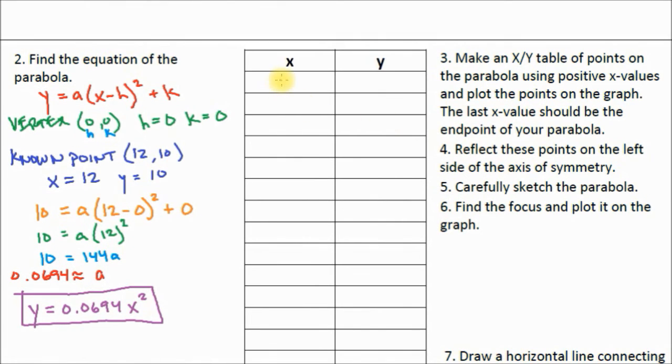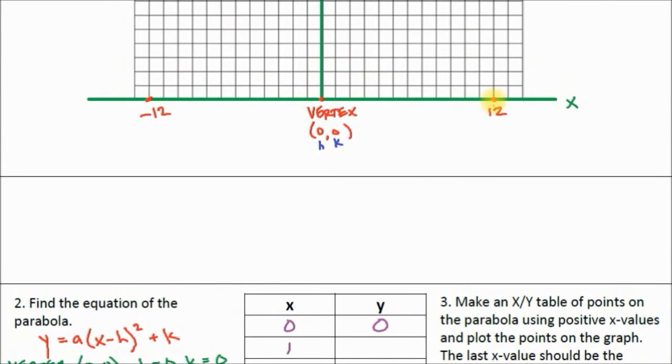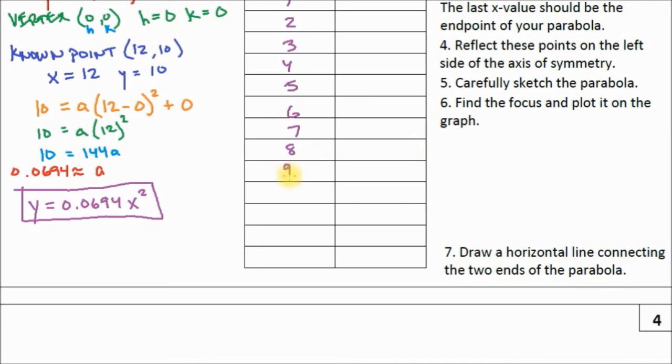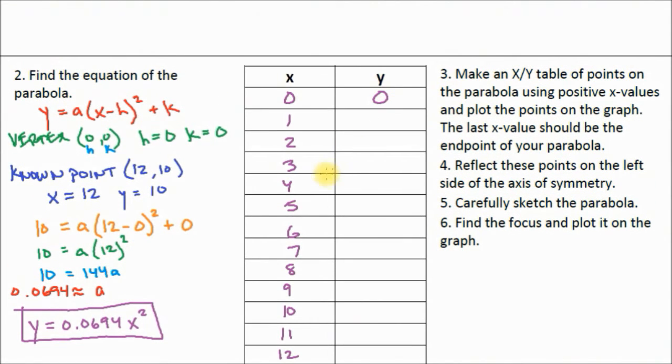Now I know that at x equals 0, y is going to be equal to 0. Let's put in some numbers here. X is 1, 2, 3, 4, 5, 6, 7. If you look at this, class, we need to get all the way to 12. That's the highest x value we need. So 9, 10, 11, 12. And the way you find the y values is you plug these x values into your equation.